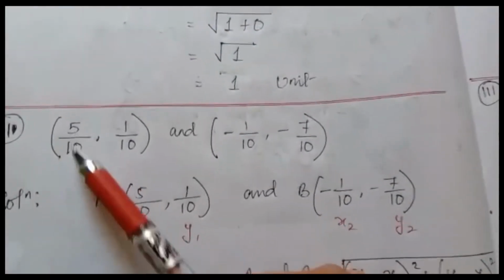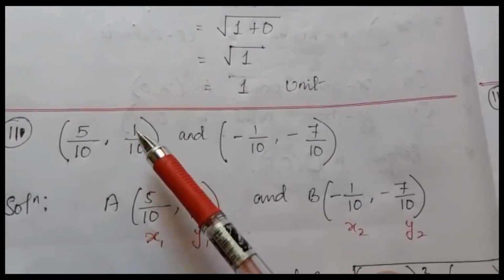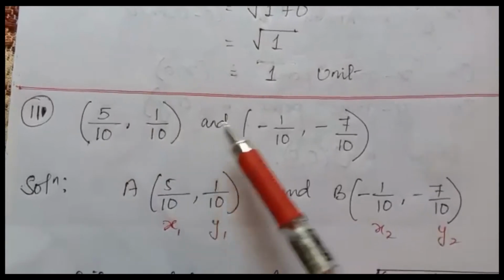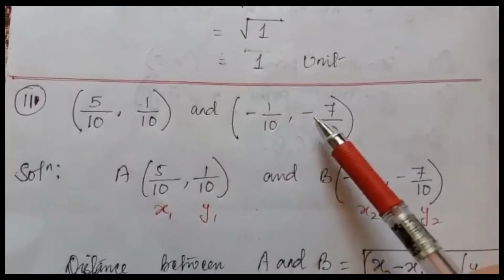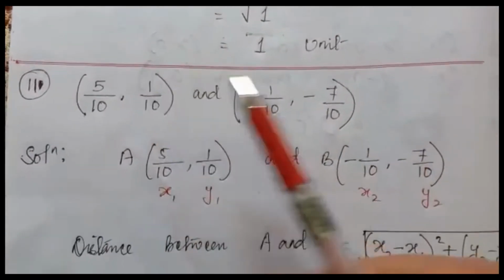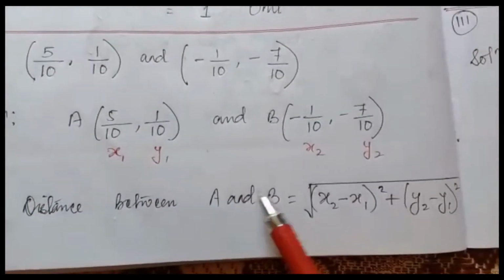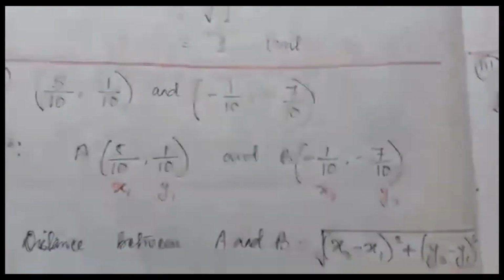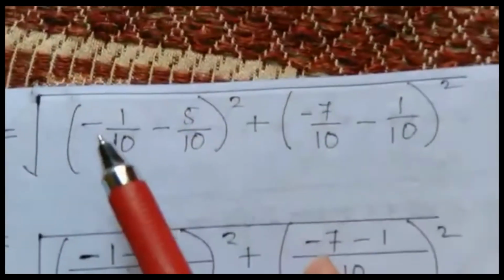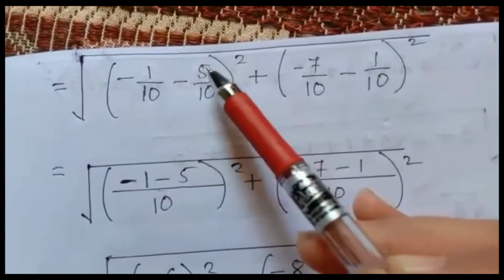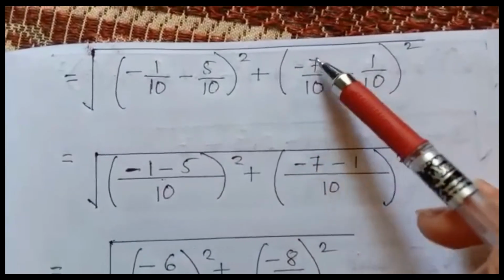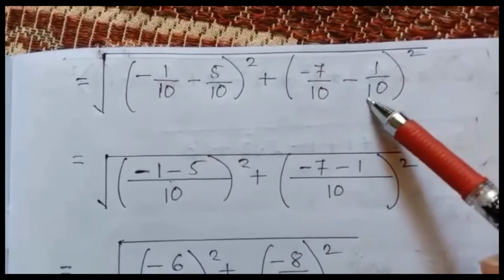Next is 5 by 10, 1 by 10 and minus 1 by 10, minus 7 by 10. This is A, this is B. x1 y1, x2 y2. Use formula, then just put the value. x2 is minus 1 by 10, minus x1 is 5 by 10. y2 is minus 7 by 10, y1 is 1 by 10.